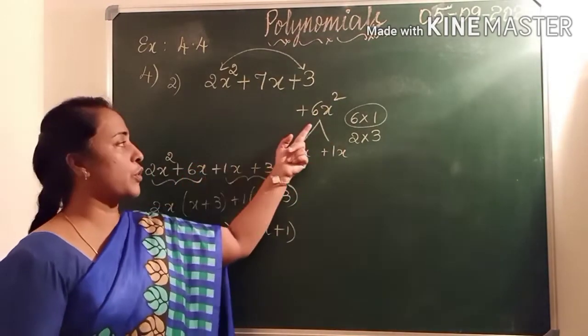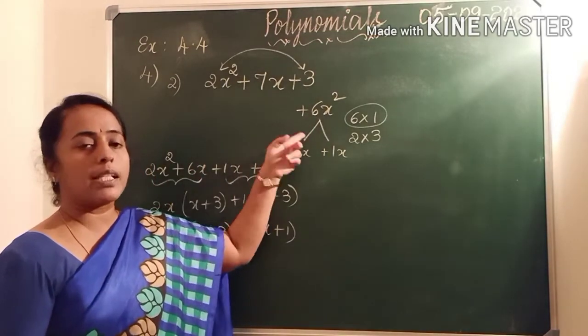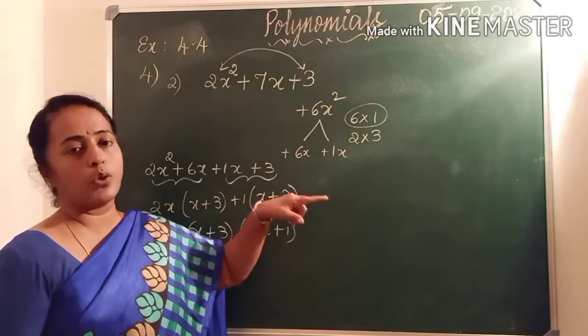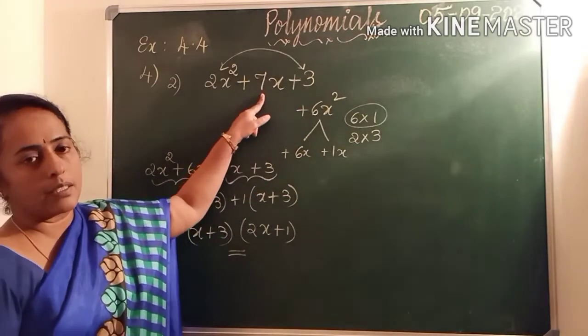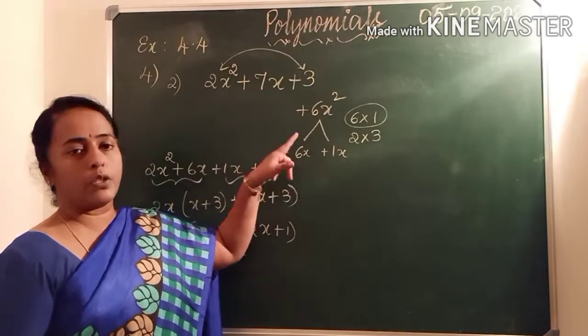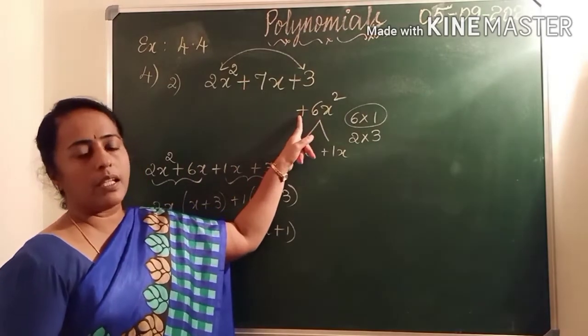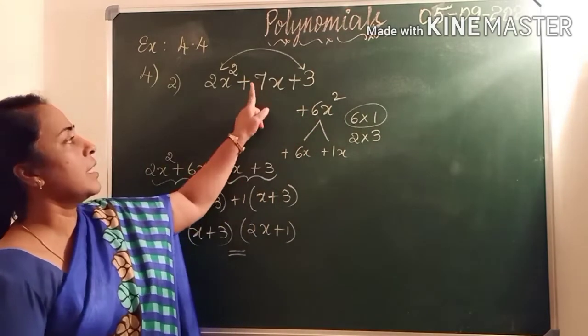For that, what you have to do, you should see the sign of the product. If the sign of the product is plus, then you should add those two factors to get the middle term. If the product is having minus, then you should subtract to get the middle term. So now since the product is having plus, you should add to get 7.